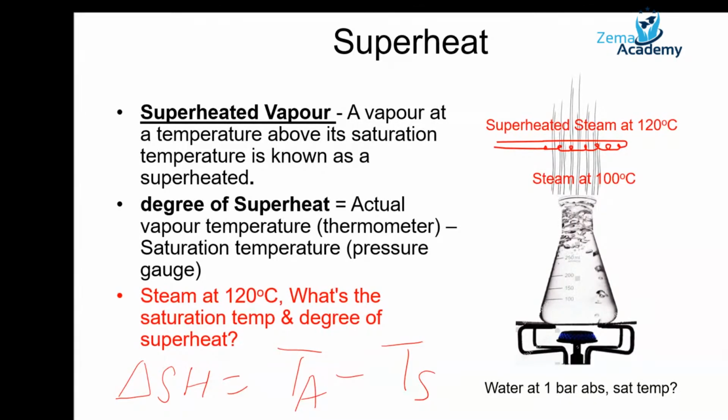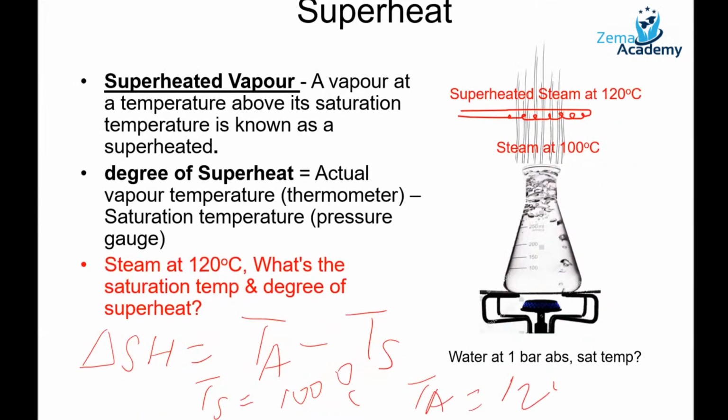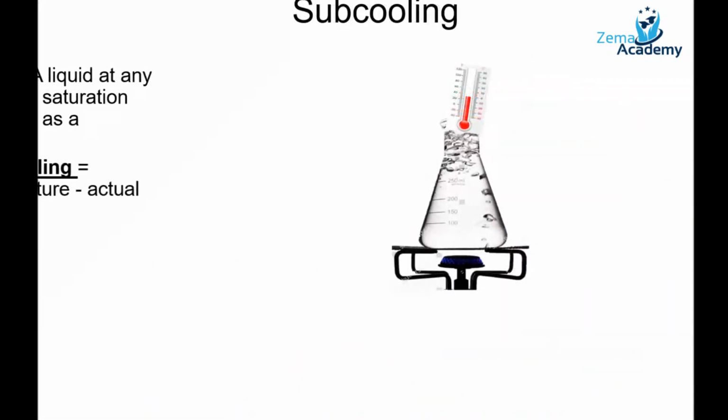One example that I just gave you here is water boiling. Of course, the steam is at 100 degrees C and the superheated steam temperature is 120 degrees C. What is the saturation temperature and what is the degree of superheat? Tsat is 100 degrees C, and T actual is 120 degrees C, and therefore degree of superheat is 120 minus 100, which is 20 degrees C. So superheat, again, we will use it when we define our PH chart, where our superheat region lies. And the next one, similar to the superheat, is the subcooling.